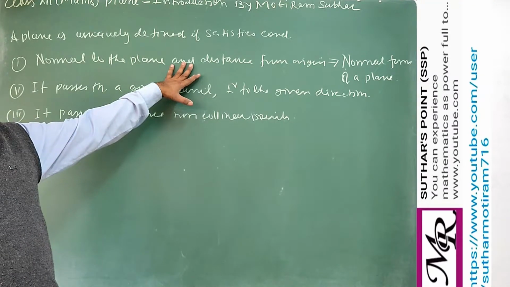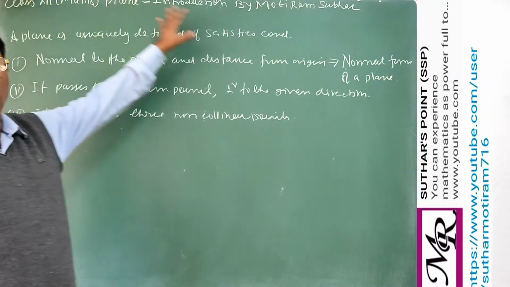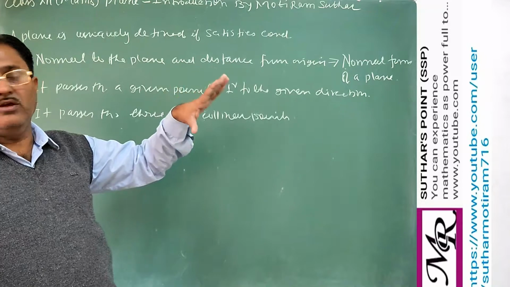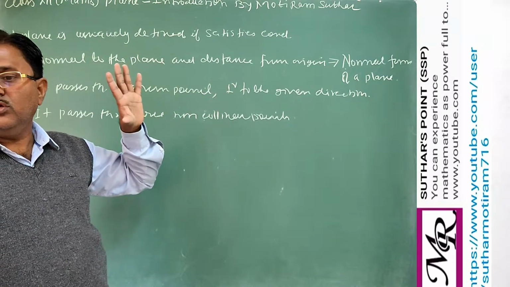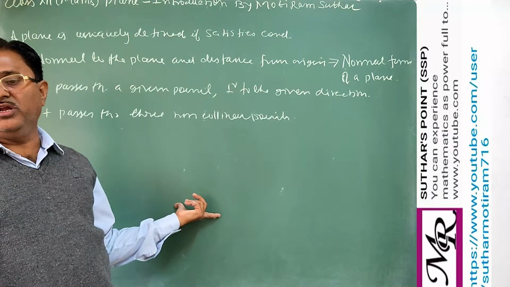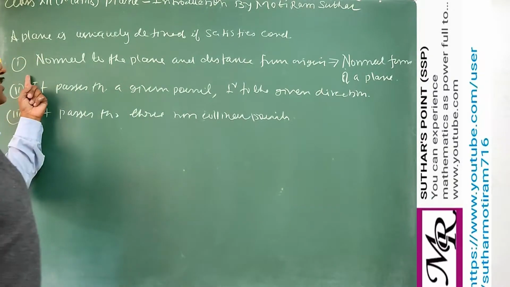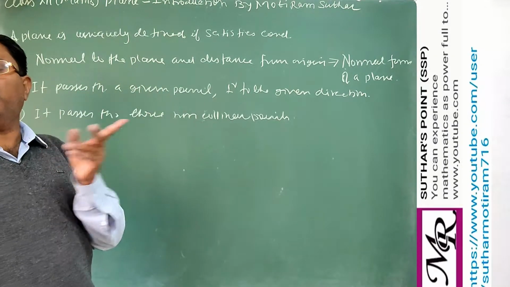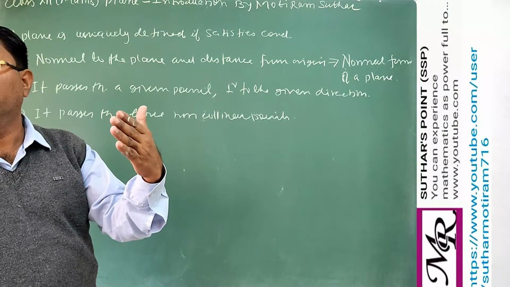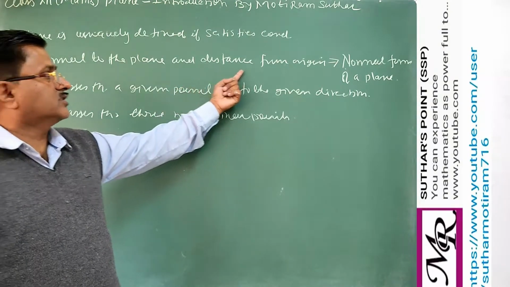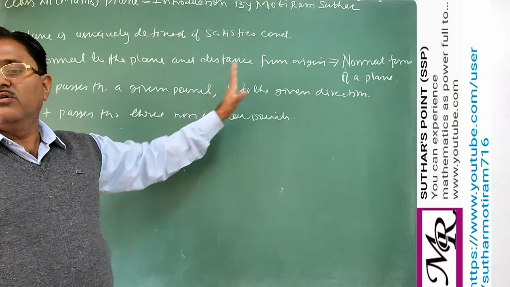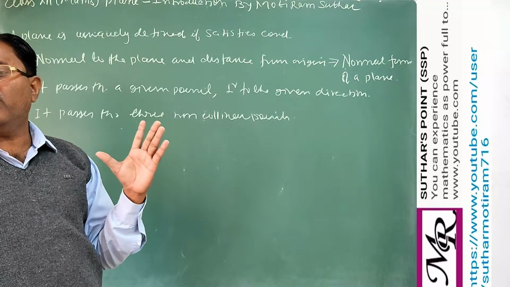Like in the case of the line. Plane means like this board, the blackboard. The blackboard is also a plane, and you can say any wall of the room is also a plane. So if you want to find the equation of this blackboard, what do we need? Either the normal to the plane, any vector which is perpendicular to it, outside or inside, should be given. Also we are given the distance from the origin.